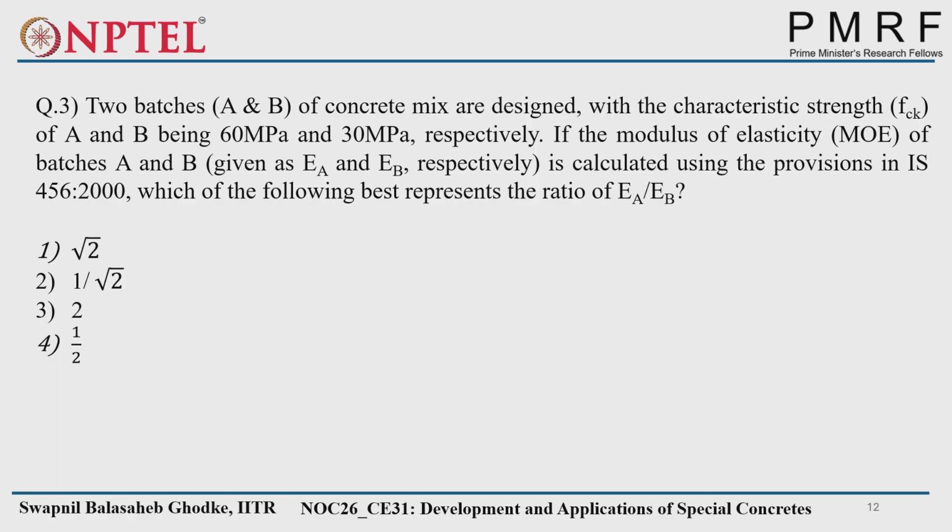The next question is that two batches, suppose A batch and B batch concretes we are designing, and the characteristic strength is FCK. We have the characteristic strength for A as 60 MPa and B as 30 MPa respectively. Can you tell me what is the ratio of EA upon EB, that is the elastic modulus ratio, for the A concrete and the B concrete? According to the IS code, we have a formula. Anyone knows?